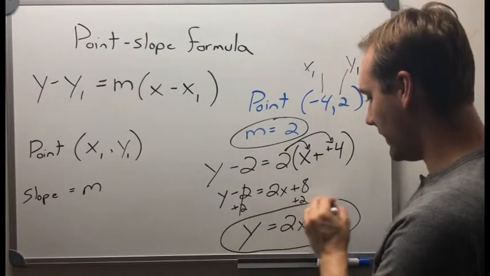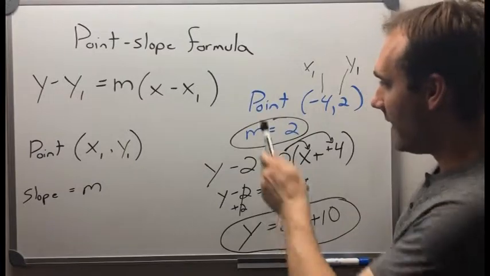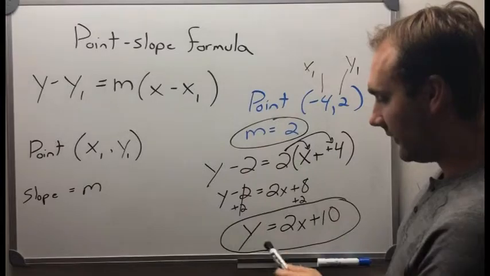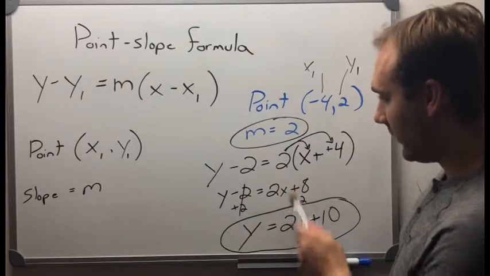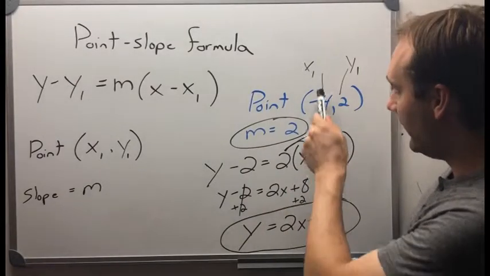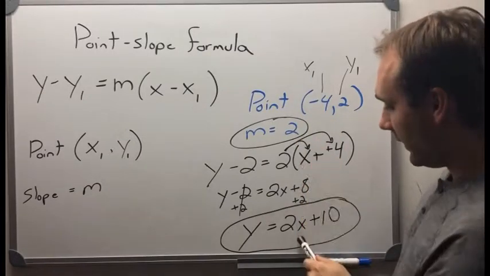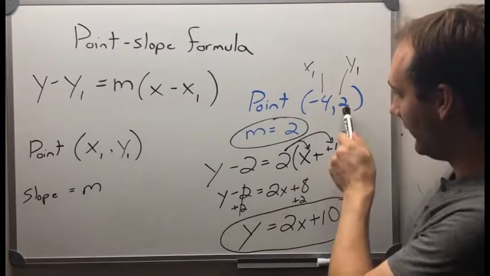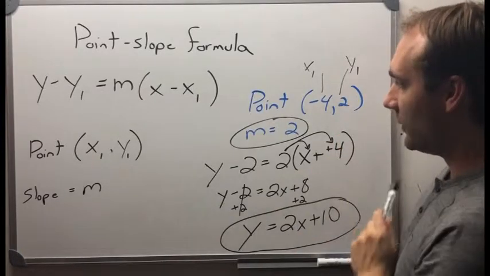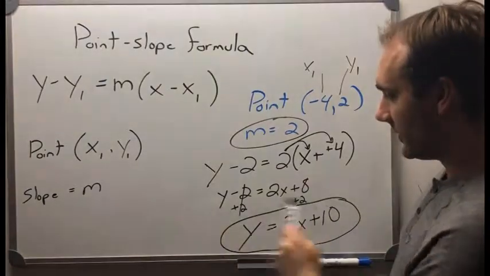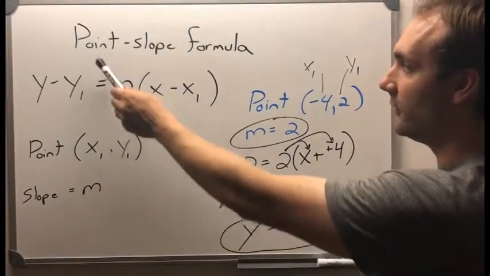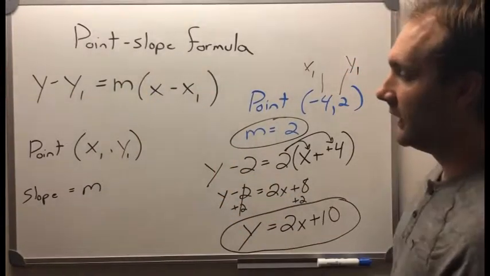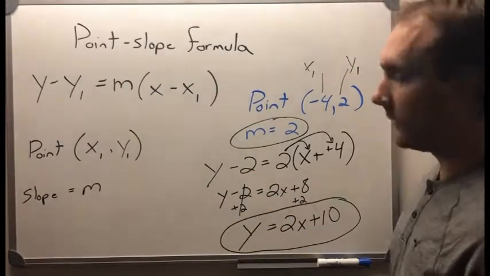So here's my equation of a line that has -4, 2 as its point and 2 as its slope. Since this is in slope-intercept form, I do see my slope is 2. And if I plug in -4 for x, 2 times -4 is -8, plus 10 is 2. So you can double check by plugging your point into this equation and see if it works out. This is how we're going to use the point-slope formula. And I will be giving you this formula on the test. You just need to know how to use the formula.